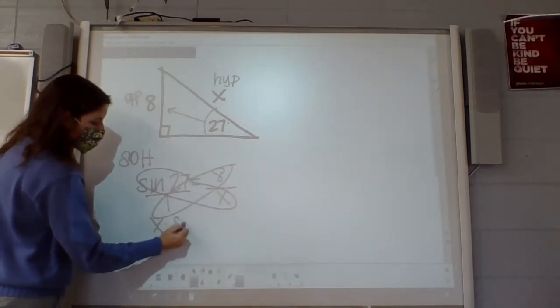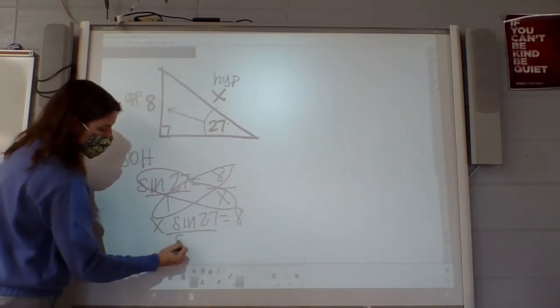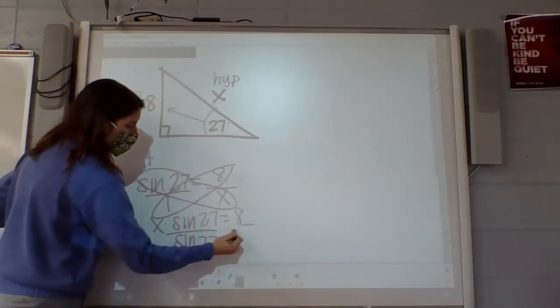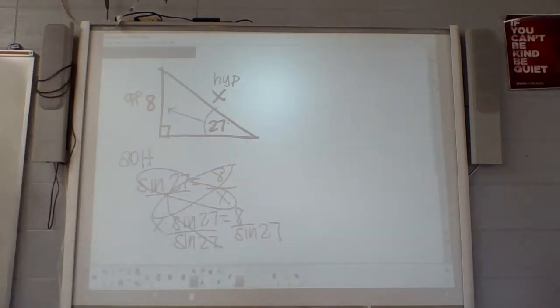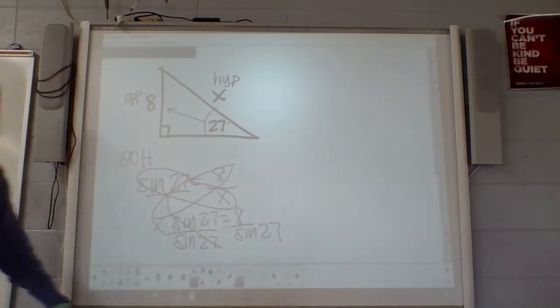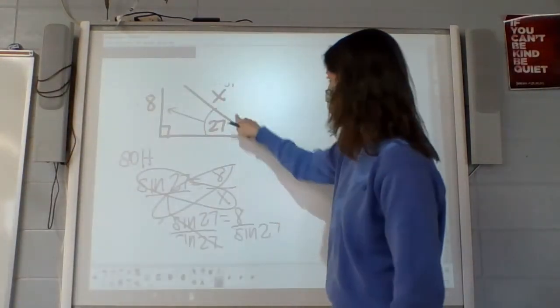So x times the sine of 27 will equal 8. Then we'll divide by the sine of 27. So 8 divided by the sine of 27 gives us our answer of like 17.6. Let's do one more just because that was a little bit rocky.